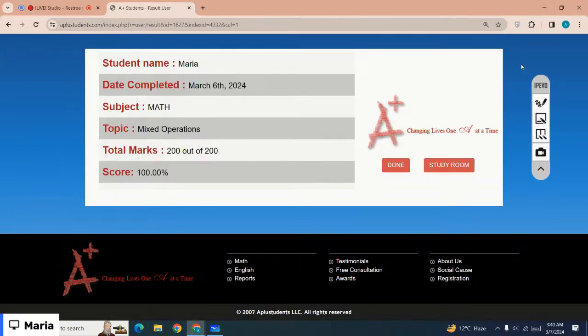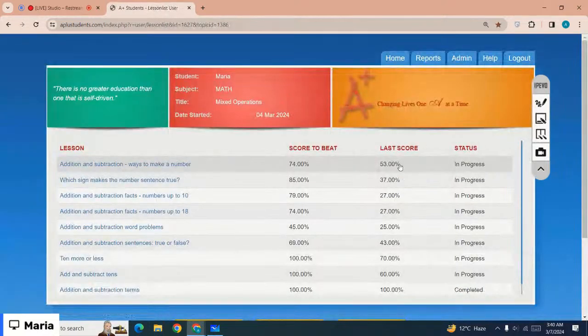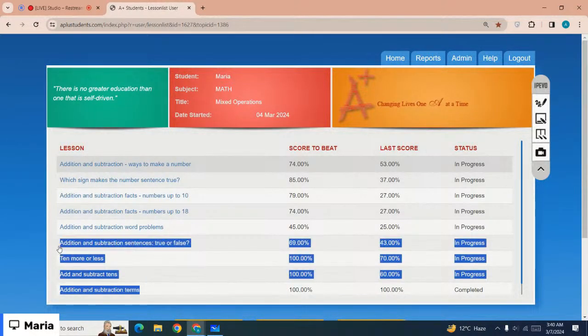So we will be working on grade 1 math. The chapter we are working on is mixed operations, and the lessons we have covered today are addition and subtraction sentences, true or false, and more or less, and addition and subtraction terms, right? So please make sure before the next session you complete all the practice questions for the lessons we did today. That is your homework until the next session, right?